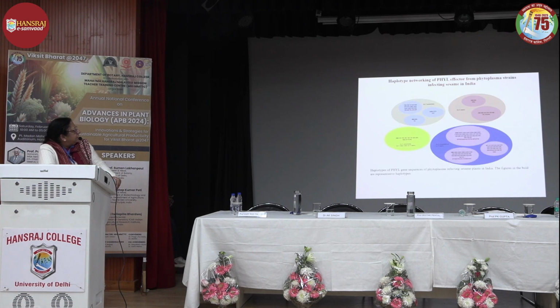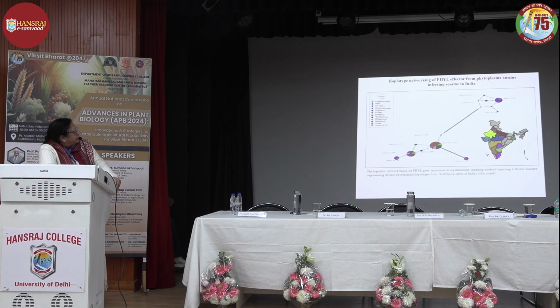This is the representative slide. Just as we had a haplotyping analysis of the phytoplasma, we are doing haplotype analysis of the effector molecules also, and we are trying to see the evolutionary forces which are working on those effectors. What we have found so far is that the evolutionary forces working on the effectors are not the same as those working on 16S or the species phylogeny of the phytoplasma. They are going in different ways.